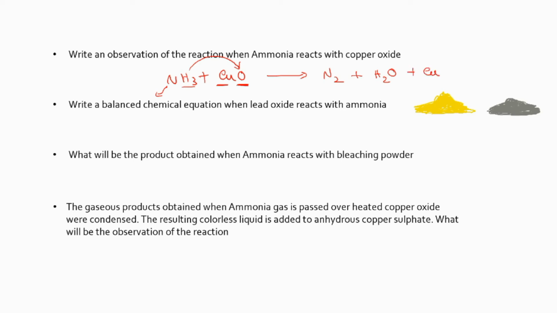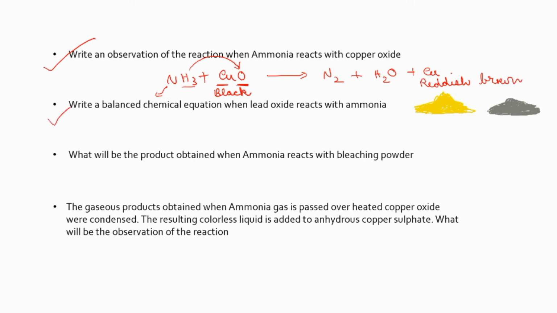Got it, no? Yeah, we could easily predict the product of the reaction, but they are asking the observation of the reaction. What is the observation? You can say that the black colored copper oxide will be turning into reddish brown. Correct, no? That is the observation of the reaction. Only one observation they have asked, so you can write like that.